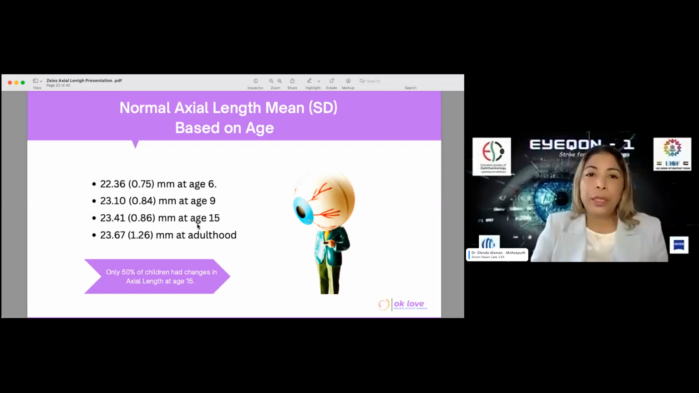Great information here. Also, I think it's important to see that the axial length of the eye ranges from 16.8 in infants to around 23.67 in adults, with a little bit of a standard deviation.